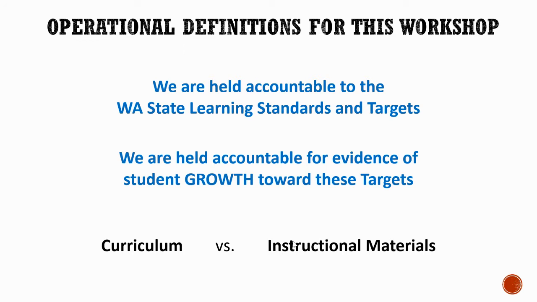First, it is important to emphasize that we are held accountable to the Washington State Learning Standards and Targets, and we are held accountable for evidence of student growth toward these targets, as we have just seen. In the previous activity, you reviewed that important student growth data for which we are held accountable. Hence, whenever we reference Washington State Standards and Targets, we are referencing the curriculum. The materials we might use to help deliver that instruction are simply the instructional materials. They are not the curriculum. They are simply a potential resource for delivering effective instruction toward the standards and learning targets, which comprise the curriculum.